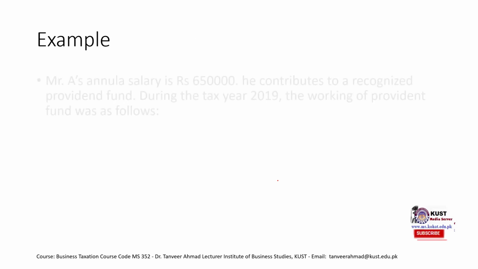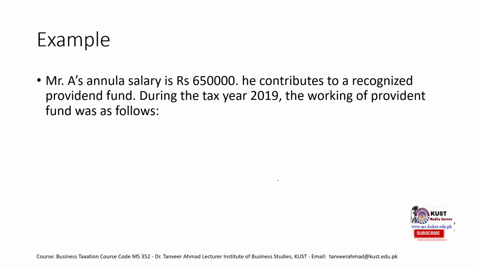Let's have an example. Mr. A's annual salary is 6,50,000. He contributes to a recognized provident fund. Now you get the idea. It is not governmental or unrecognized provident fund. It is a recognized provident fund. During the tax year of 2019, the working of provident funds is as follows.